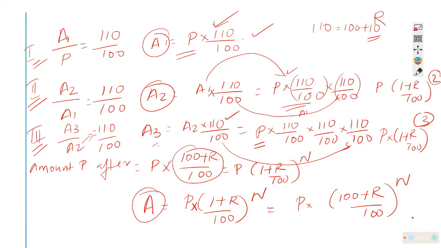Sometimes the amount will be asked, sometimes the rate of interest will be asked, sometimes P will be asked. So, you will rearrange the formula and solve it. Okay, my dear students, let me move ahead.